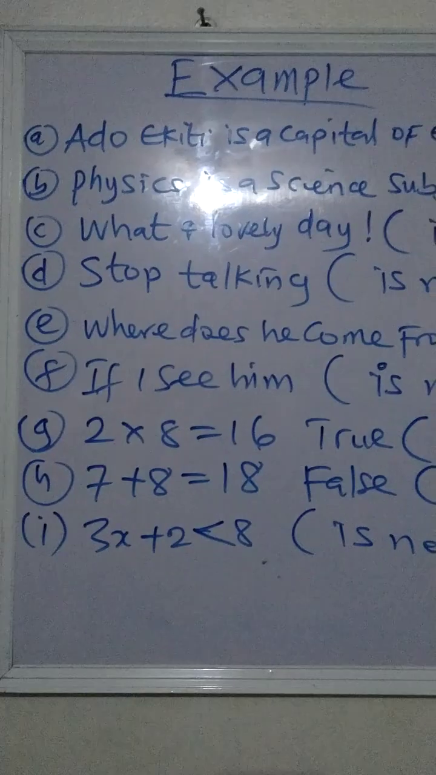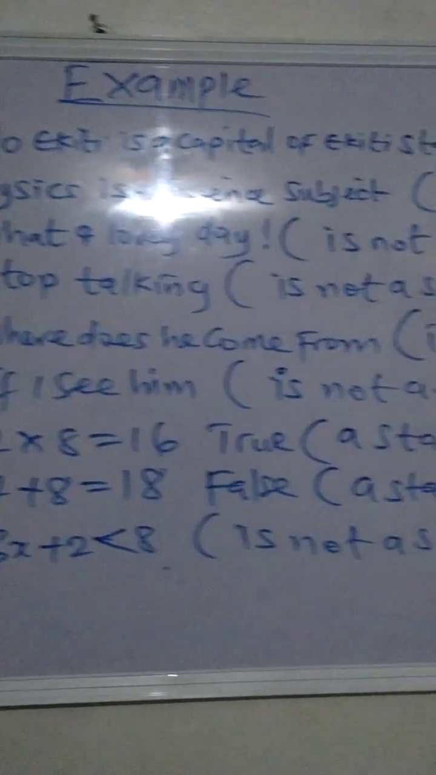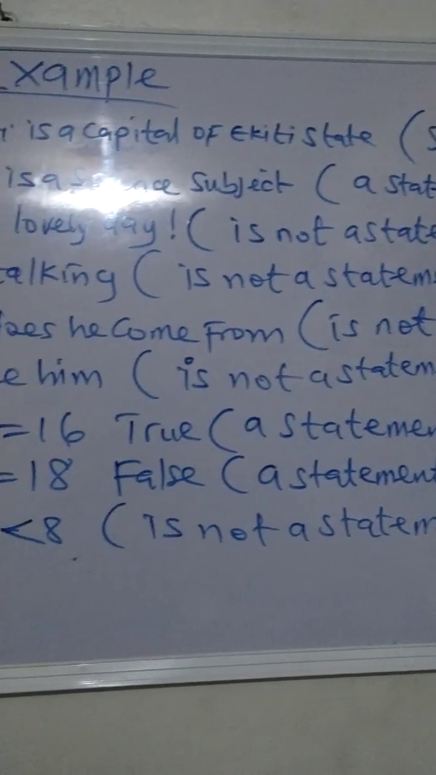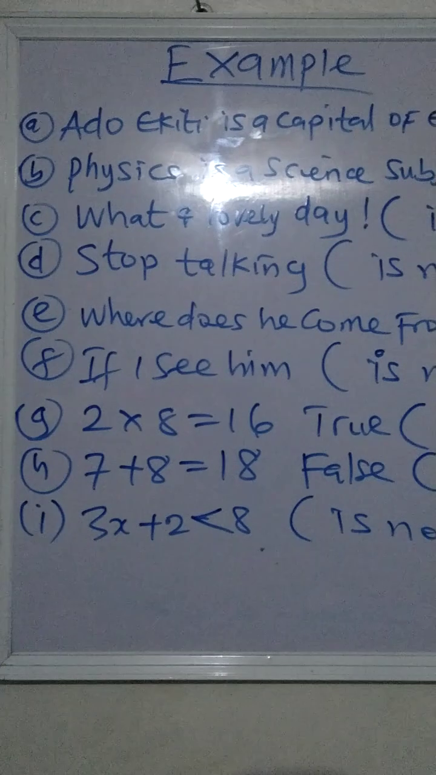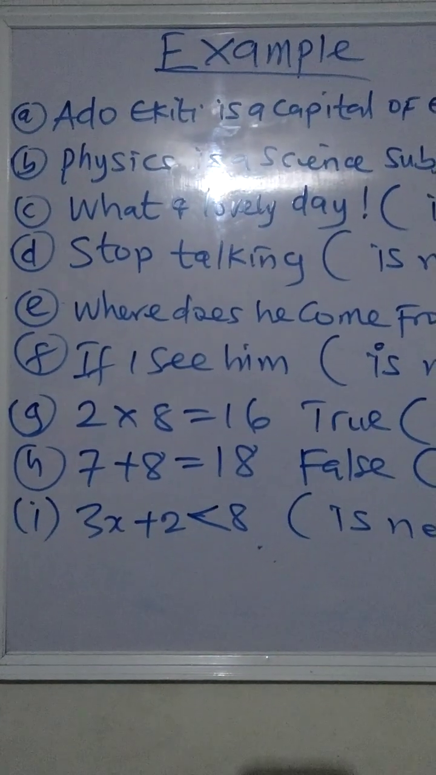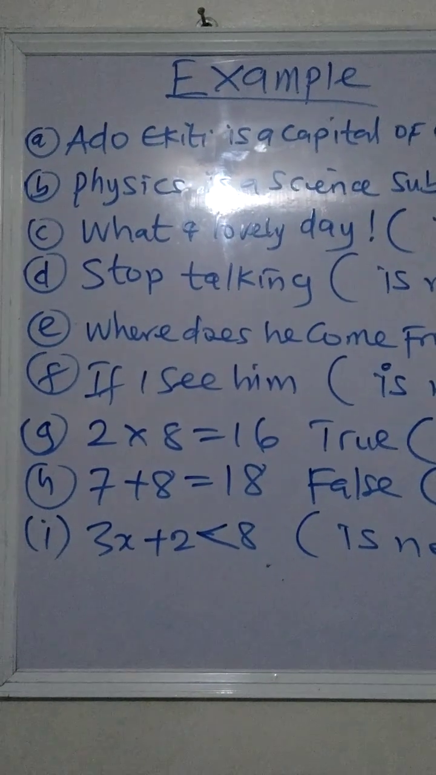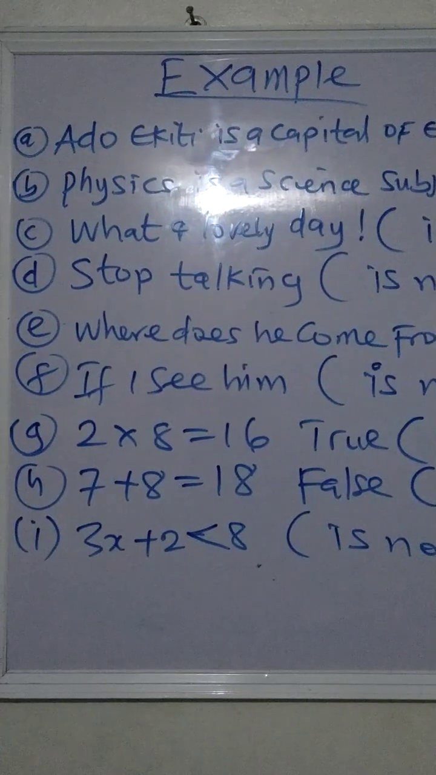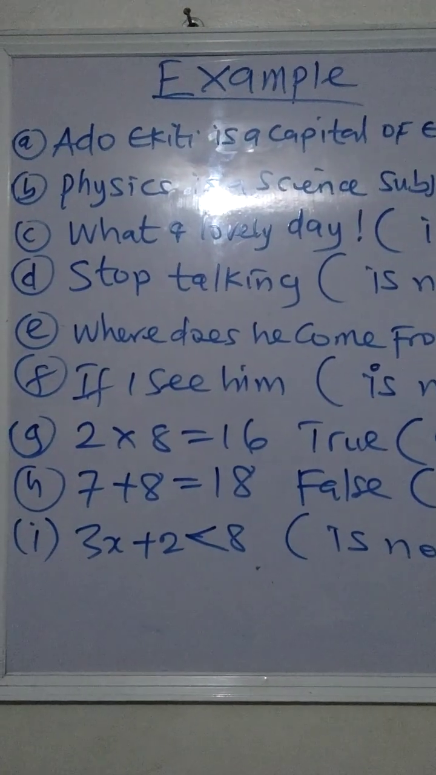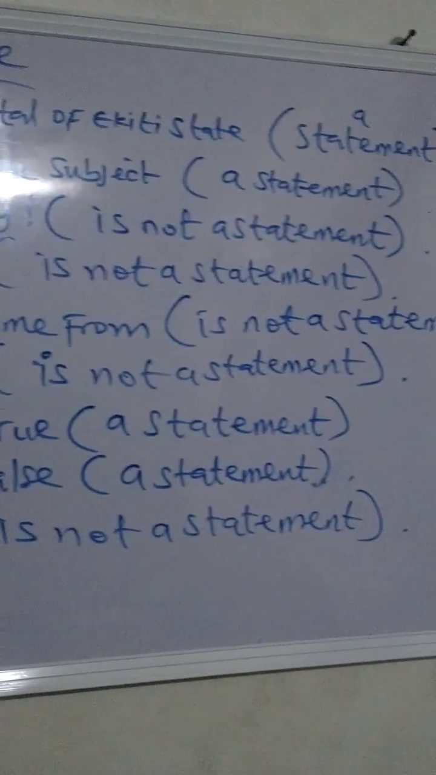See, what a lovely day! It is not a statement. Why is it not a statement? There are rules in logical reasoning. One of the rules says an exclamation must have an exclamation mark. If you check, you will see that what a lovely day has an exclamation mark. So anything exclamation is not a statement.